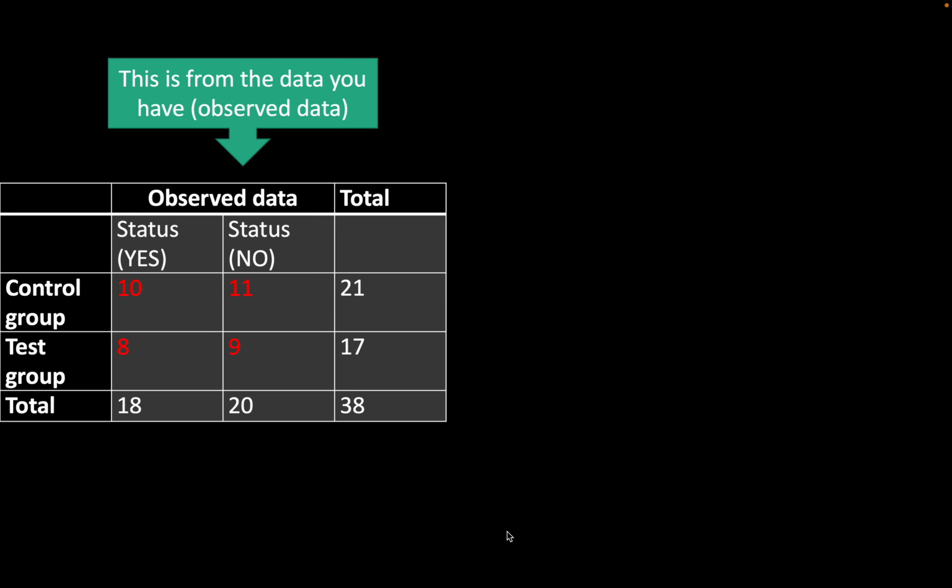Adding the control group gives us a total of 21, while adding the test group gives us a total of 17. Once added, we get the grand total of 38 again, which means that our grand total is correct. We can now find our expected data with this information.